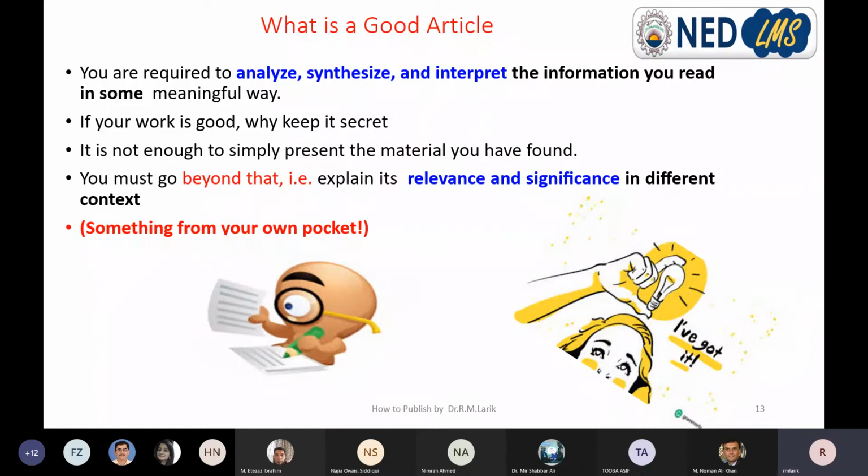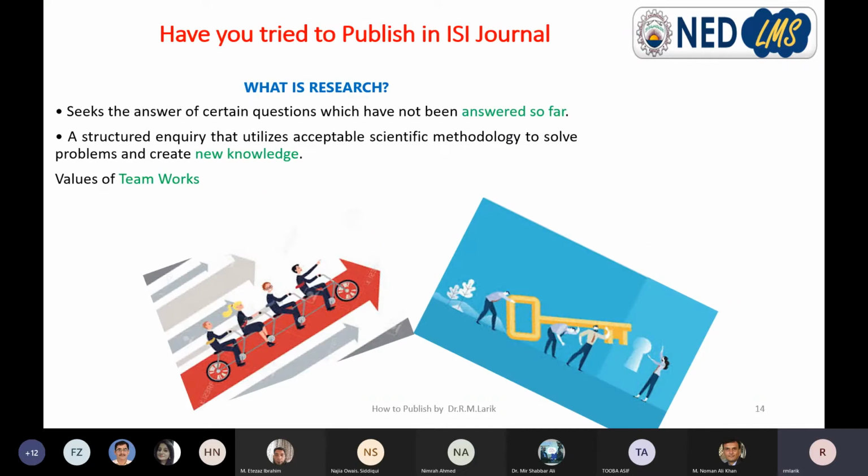Because Allah subhanahu wa ta'ala gives brains to everybody, and the thinking of everyone is different from each other. So people think in different dimensions and different things, and they analyze and they synthesize and they interpret their work with others, and they get relevance and significance in their work, and finally the article becomes a very, very good one or an excellent one.